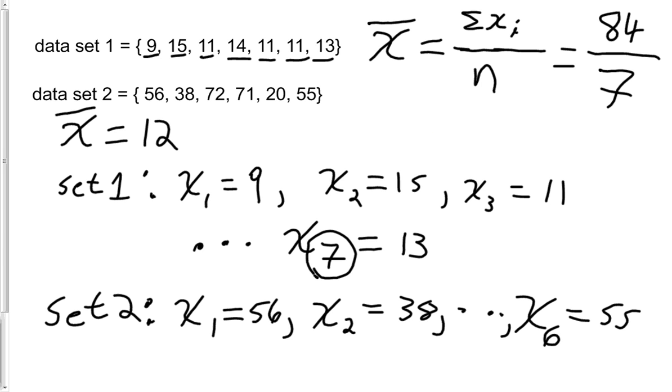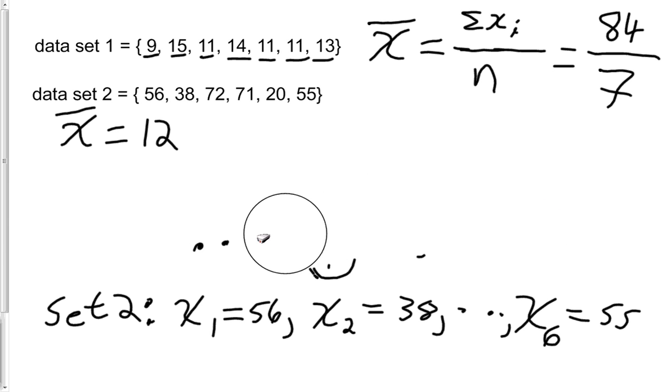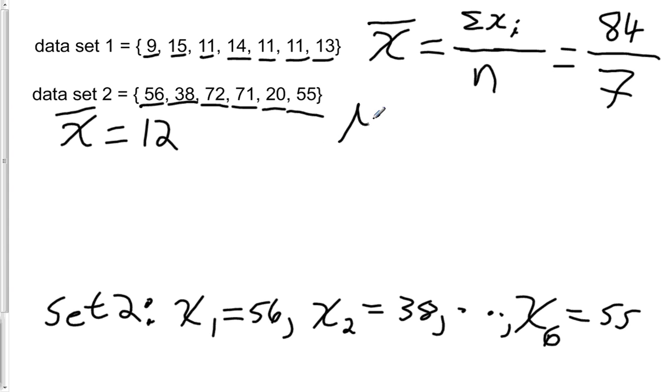All right, let's get rid of some of this here. Now for the next data set, we're going to look at this data: x1 being 56, x2 being 38, x3 72, x4 is 71, x5 is 20, and x6 is 55. So we have 6 data values, and since we have uppercase N instead of lowercase n, we're going to calculate mu, which is the population mean. The population mean is the sum of the xi divided by uppercase N.